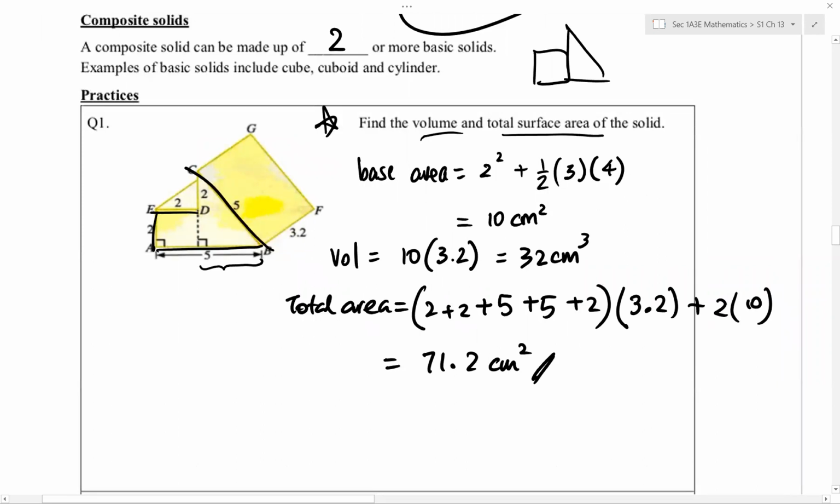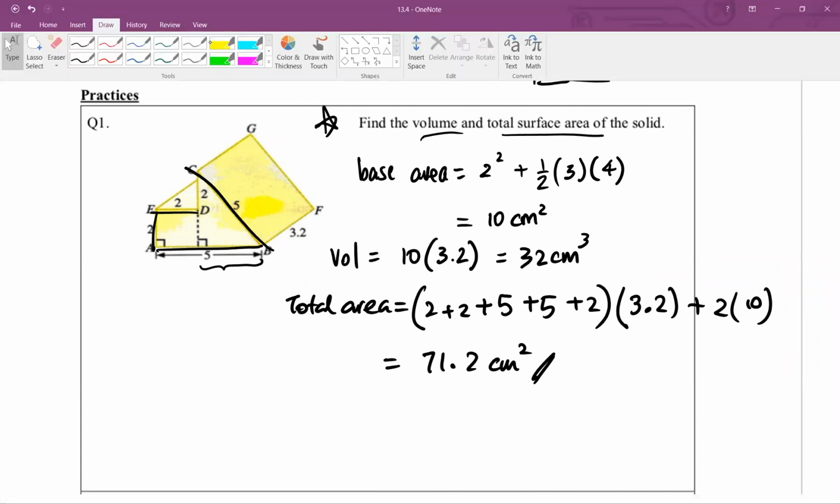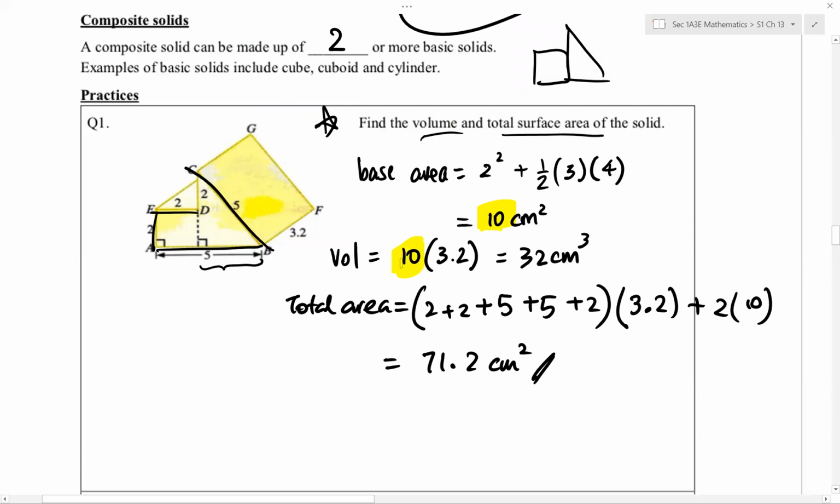Okay, so what is the advantage of writing out the base area first? As I've always been telling you, the advantage is that we use the same base area in 2 ways. Our 10 is used in our volume, the same 10. At the same time, it is used in our calculation of total surface area.